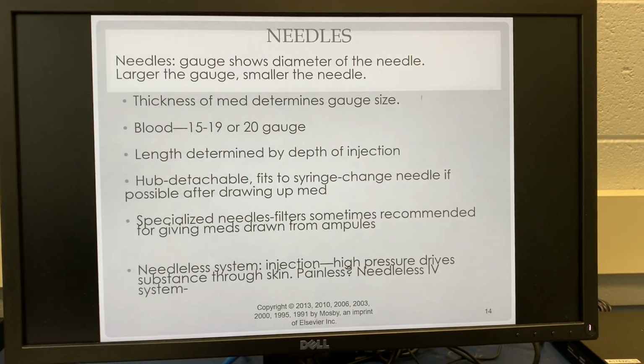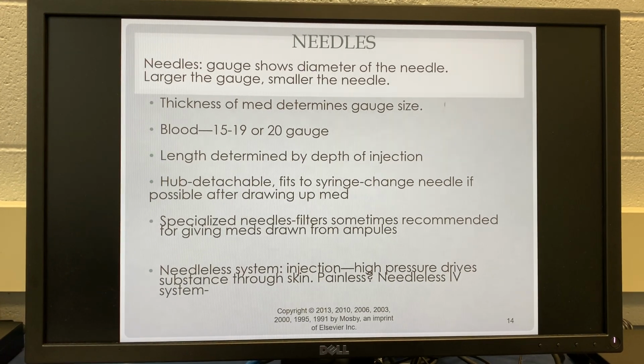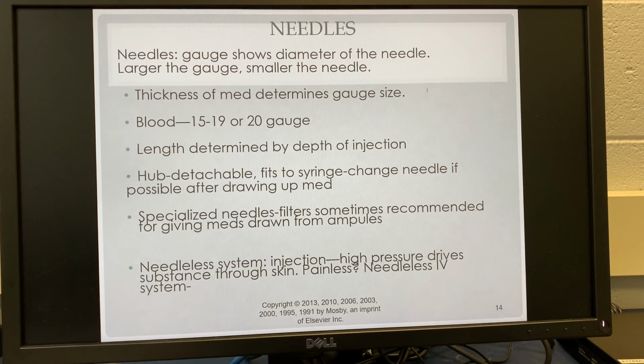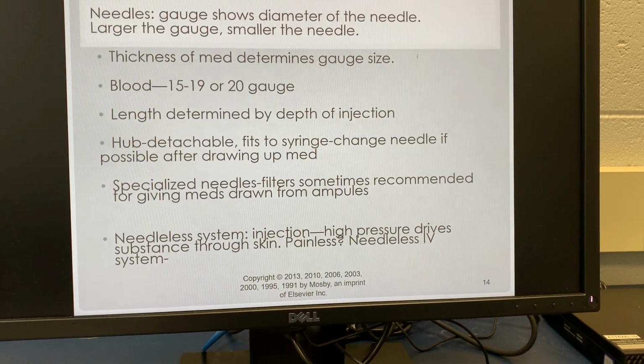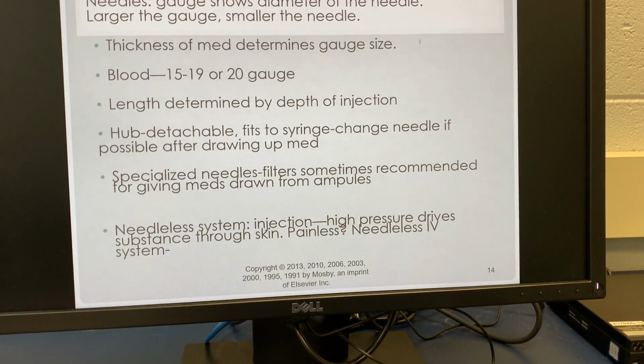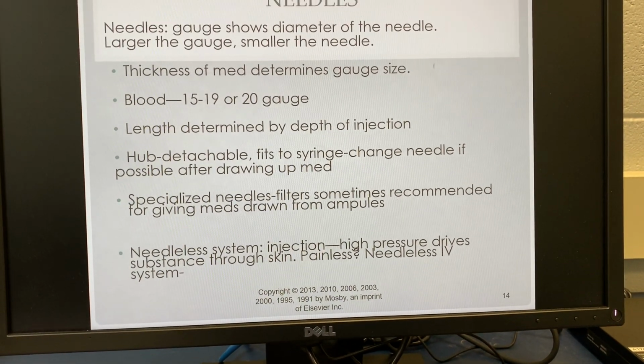Many times needles have a detachable hub. In this case, the needle can be changed. And the rule of thumb is, if you can change the needle after you draw up all the meds, do, just to make it more comfortable for your patient. Some needles can't be changed and you just have to go with it.